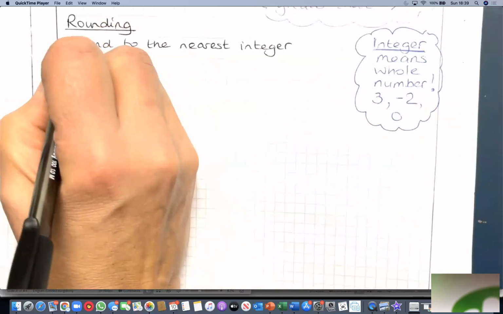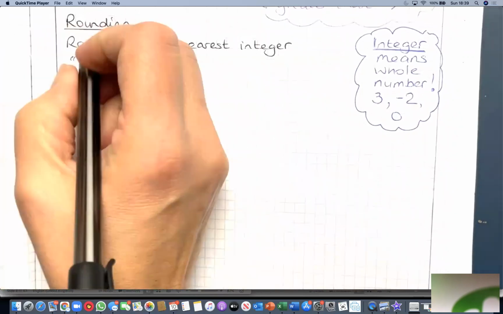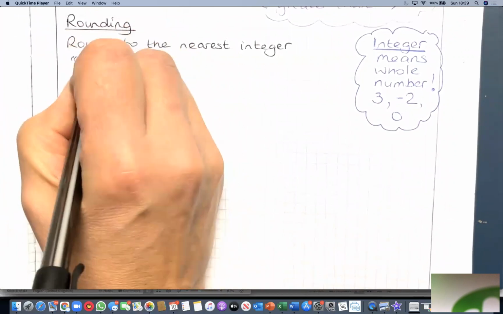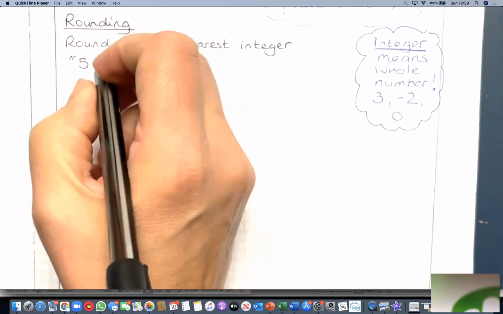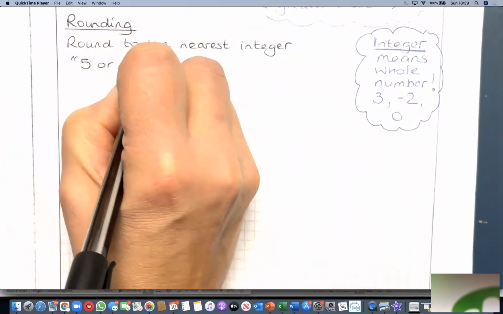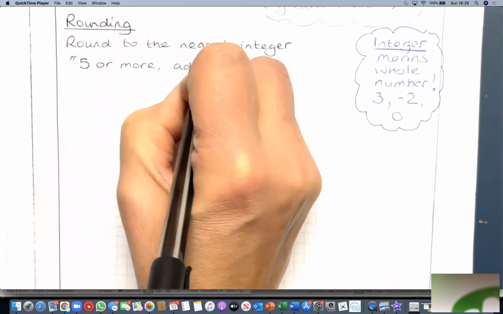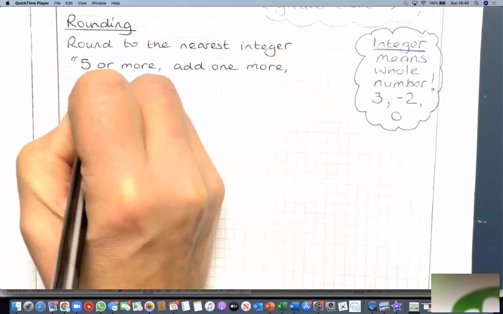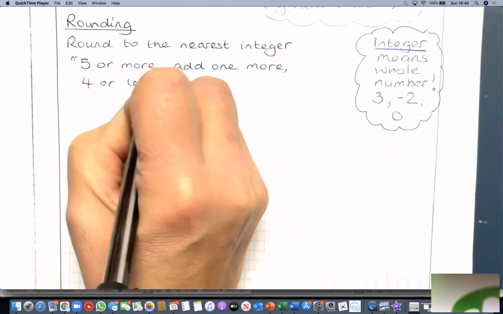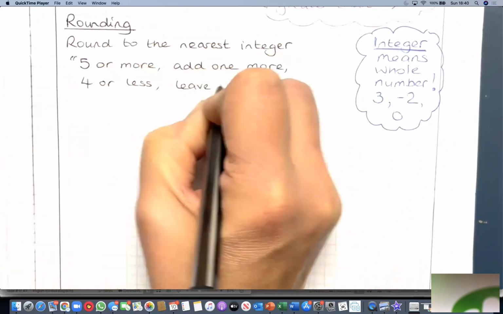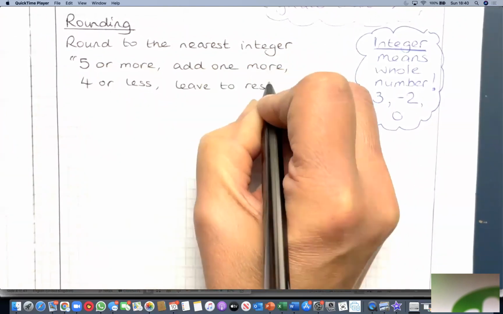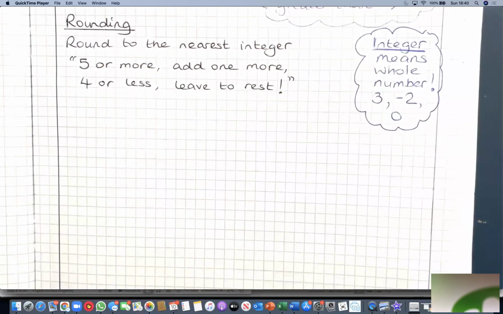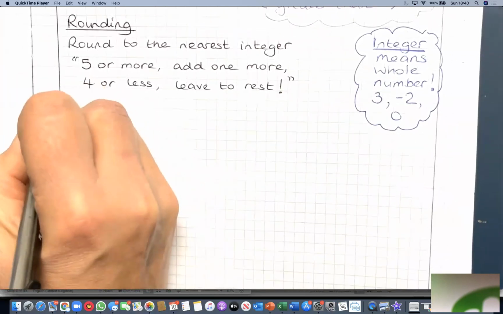And you might have come across a little saying. There's loads of different ways of remembering them. This is the one that my daughter was taught when she was at primary school. 5 or more, add 1 more. 4 or less, leave to rest. Okay, so let's do a couple of quick examples here.